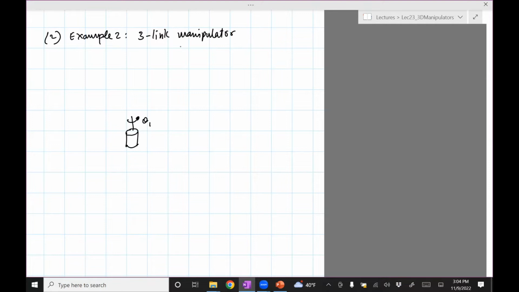Okay, then this manipulator has a prismatic joint, and I'll use a cube. That direction shows the way this prismatic joint moves up and down.